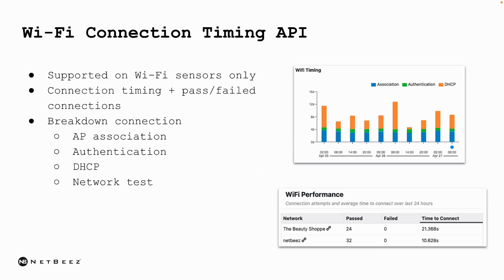This is mostly related to the on-prem Wi-Fi agents, where they are continuously testing your enterprise network. You can get the Wi-Fi performance, averages on a per access point or per SSID network, and then on a per agent basis, you can get for each connection attempt that agent performed, you can see how much association, authentication, DHCP, and the network test times.